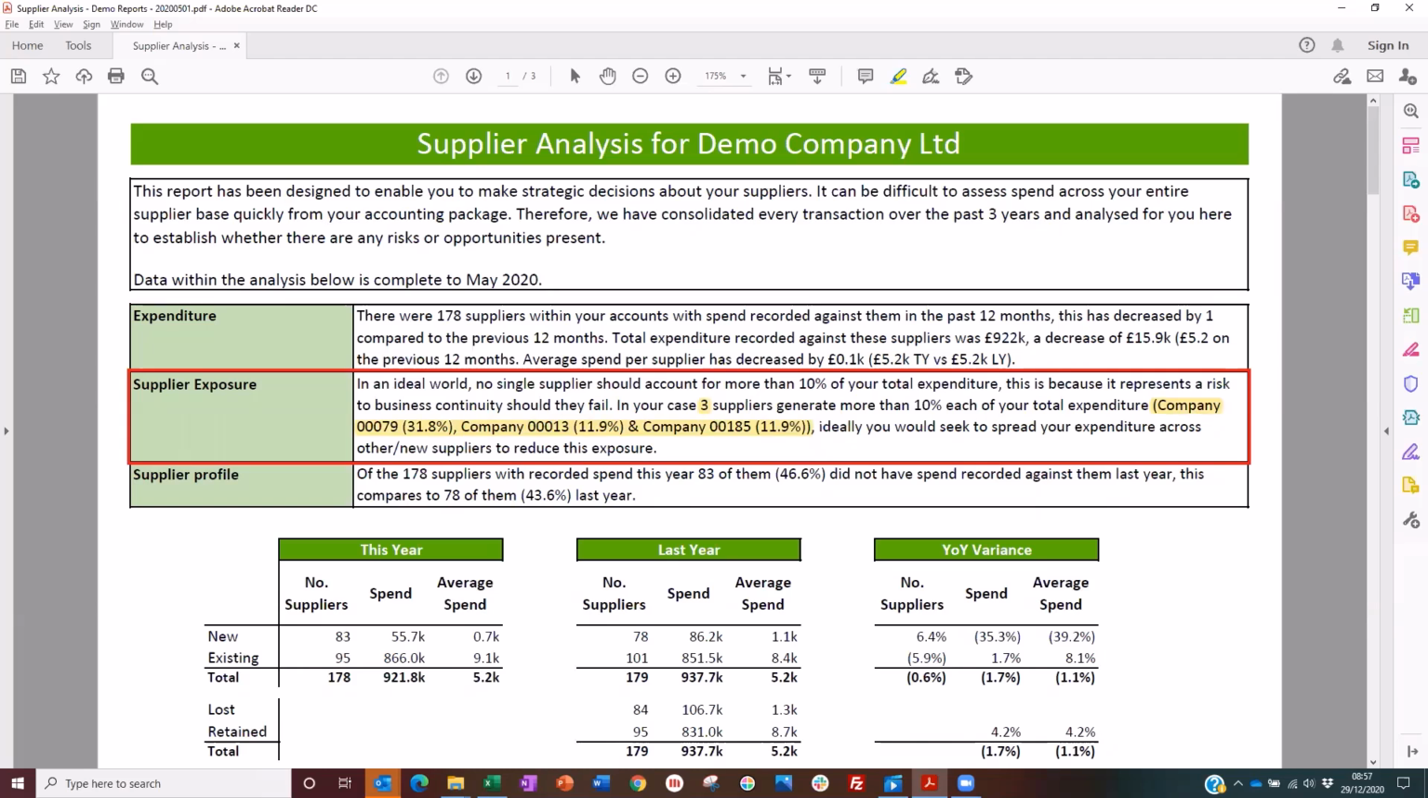The supplier exposure comment analyzes risk within a business's supplier base. You are presented with the number and identity of those suppliers responsible for more than 10% of total expenditure.